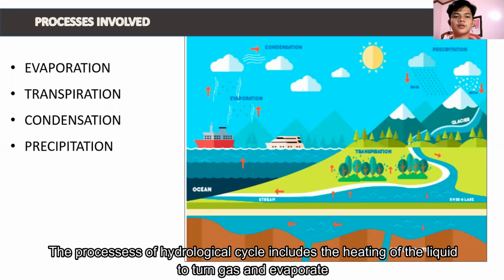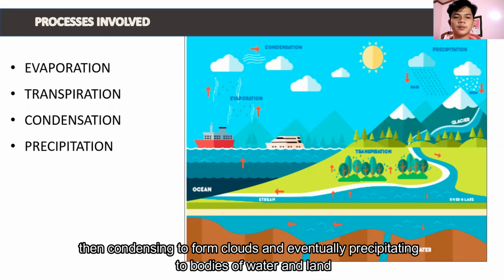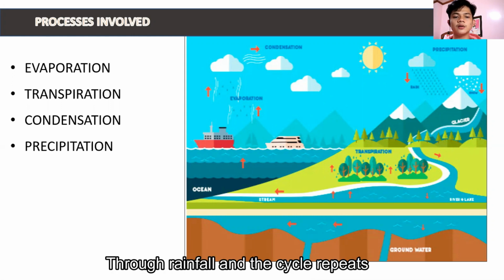The processes of a hydrological cycle include the heating of the liquid to turn gas and evaporate, or by other means, transpiration, which is similar to evaporation but with water coming from leaves of plants, then condensing to form clouds and eventually precipitating to bodies of water and land through rainfall, and the cycle repeats.